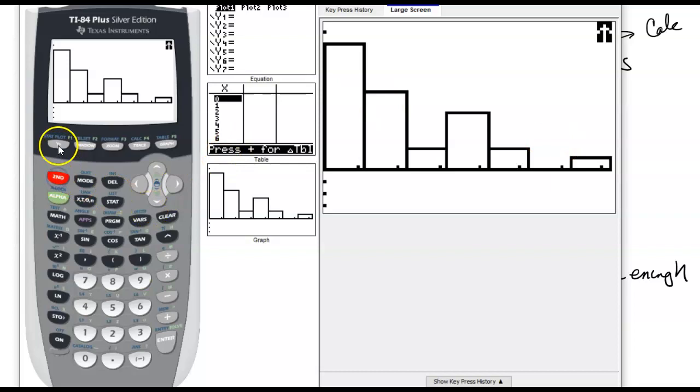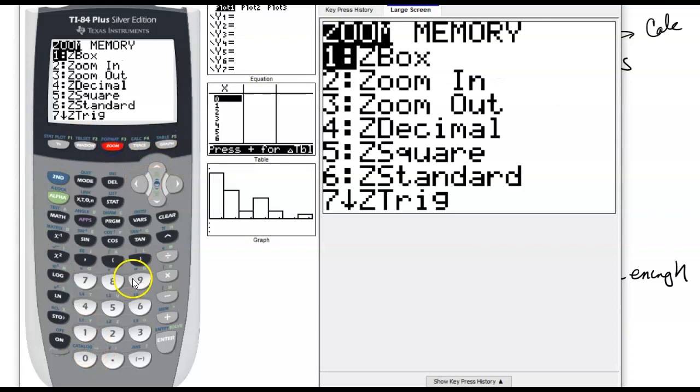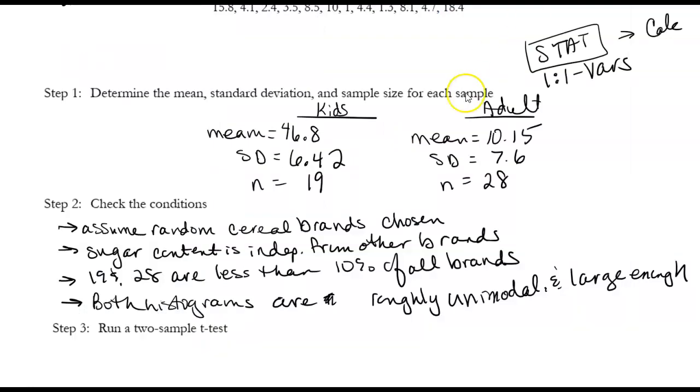Let's look at the scatter plot of kids cereal. So we got to go to L1. And then zoom 9. Okay, that one's better. Still skewed, but not a ton. It is unimodal, and because it's a sample size of 19, that's not super small, so we're okay. So that's why we're able to go ahead and proceed.